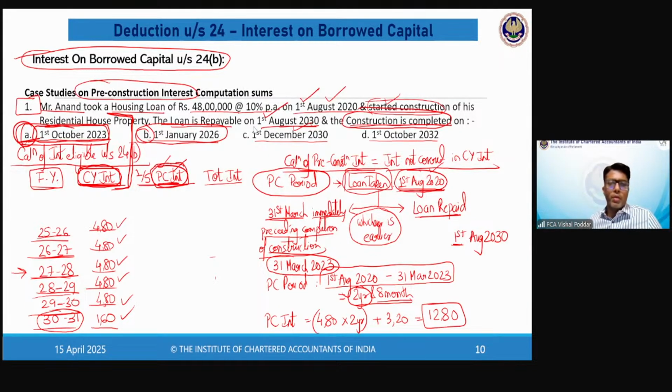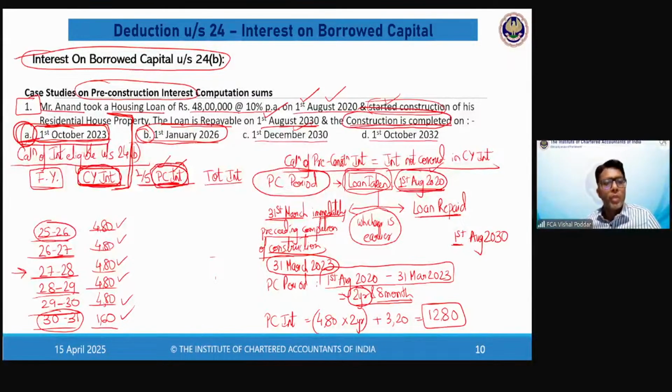So you will get deduction or you will start doing computation from 25-26 because the year in which your construction is completed is 25-26.